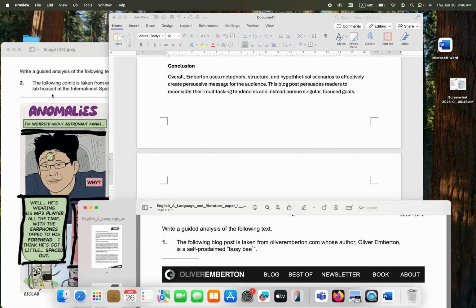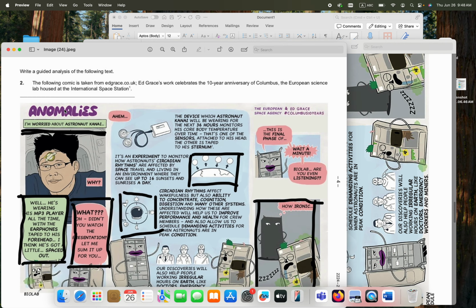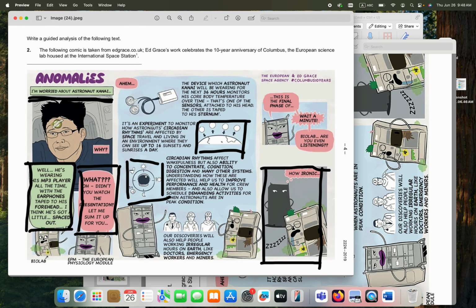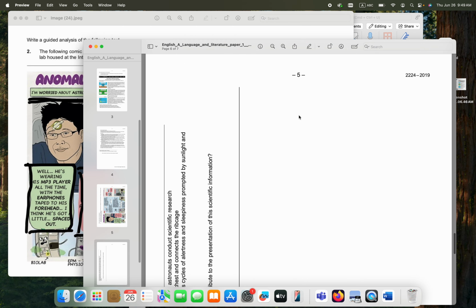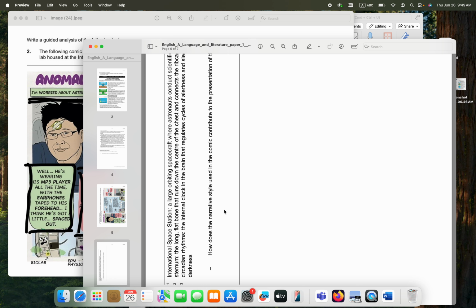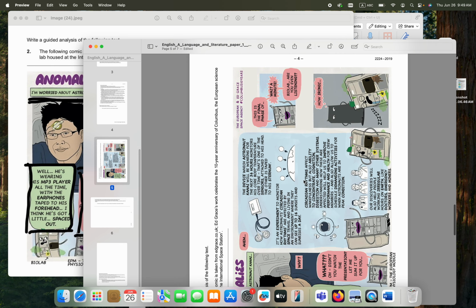All right, so let's move on to the second text, which is a comic. So here it is. The following text comic is taken from this website, and then blah blah blah, and then it asks how does the narrative style used in the comic contribute to the presentation of this scientific information. Sorry, this is actually sideways, right?